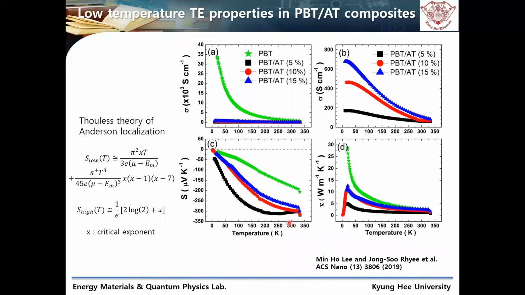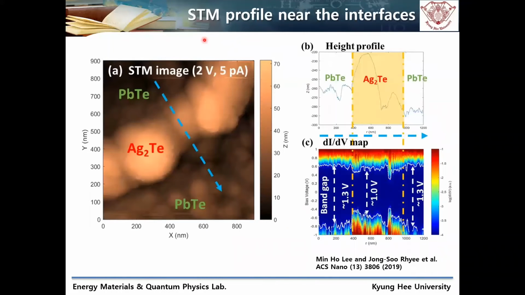And also, we examine scanning tunneling microscopy images. It shows the lead telluride material and the silver telluride. And when we measure with scanning TEM, the DIV map shows that the energy band gap is about 1.3 electron volts on the lead telluride side, and the silver telluride shows 1 electron volt.